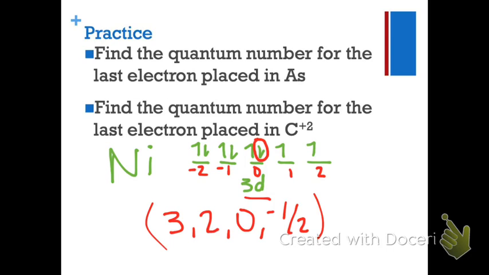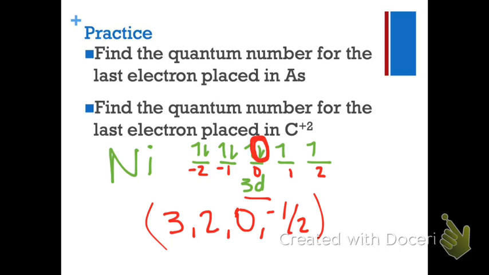Is the third one always going to be positive? No. Because if we were looking at this electron right here, we would have said it was negative 2. It's just dependent on which orbital the electron is sitting on. This one happened to be sitting here. Why is it negative? Because the electron I'm looking at is pointing downward. It's the downward pointing one.